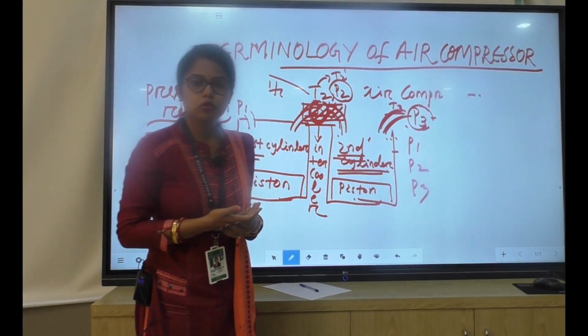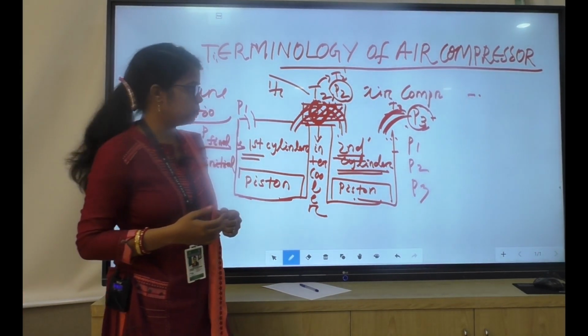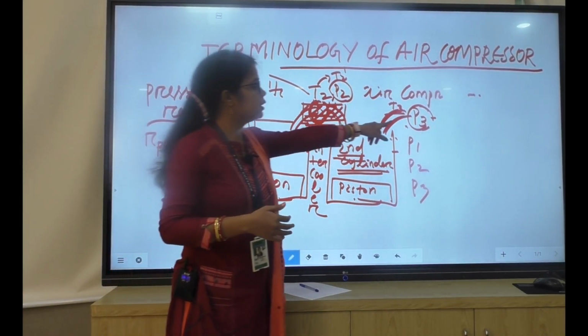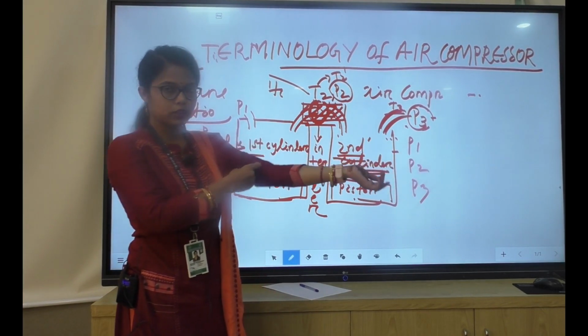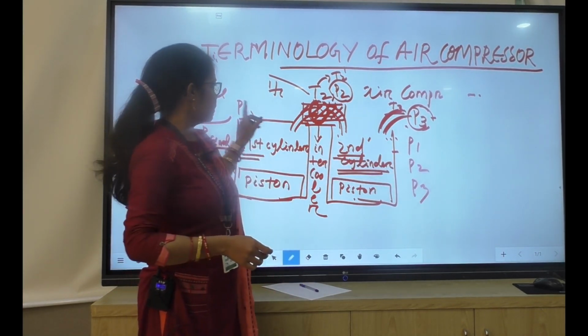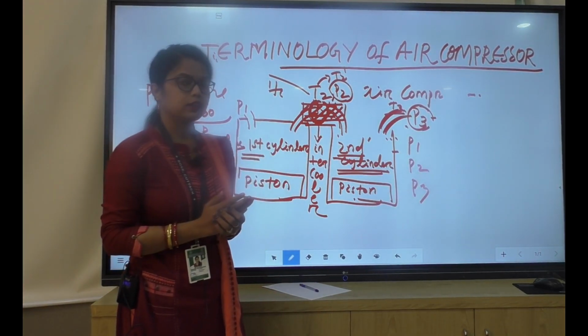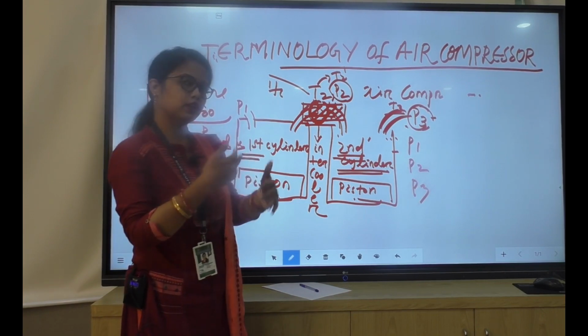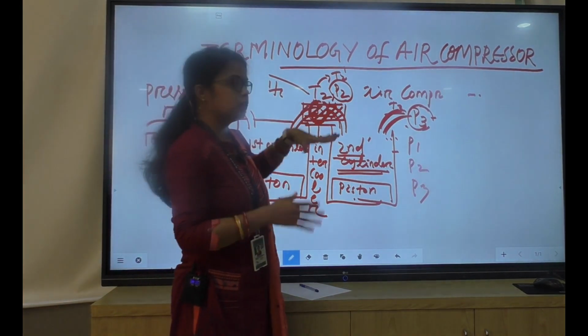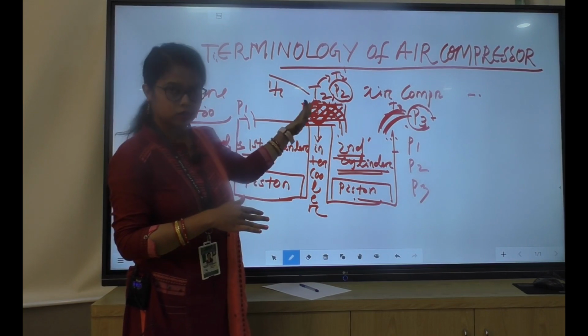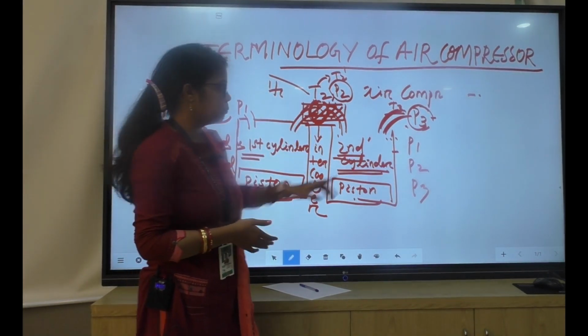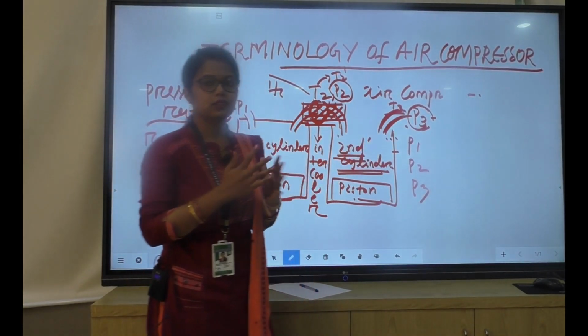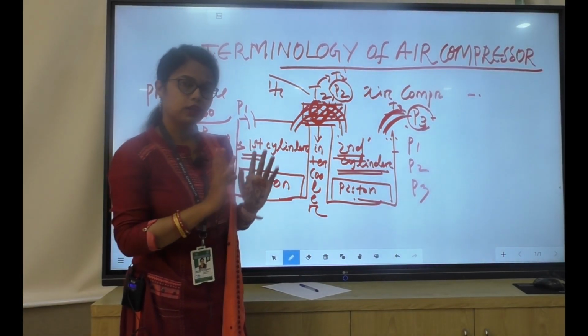P2, what is P2? P2 is the intermediate pressure, and what is P3? P3 is the final pressure. I think all should be clear about it. P1 is the initial pressure, that is atmospheric pressure, that is taken into the cylinder. P2 is the intermediate pressure after the first cylinder compression, and P3 is the final, that is our desired pressure. We require that pressure.